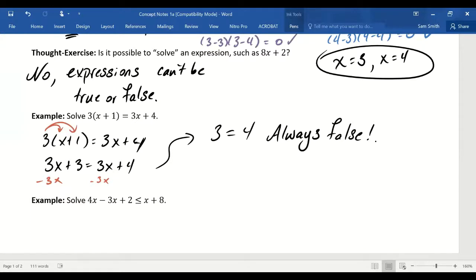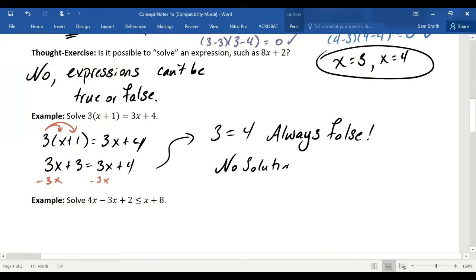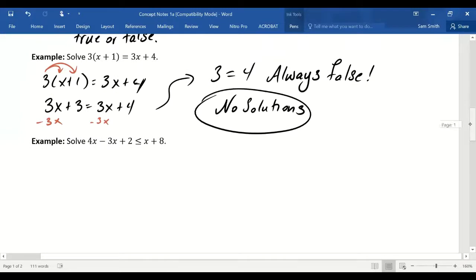Because there is no way to make this equation true, no matter what number you put in x's place, I would have to say that there are no solutions to this equation. There is no way to make this equation true. Now let's compare that case with something like this in the next example.